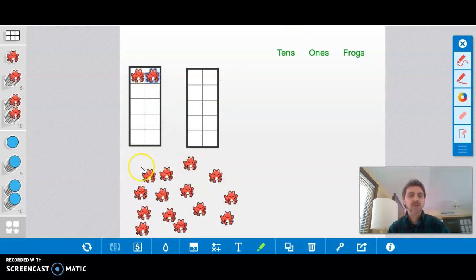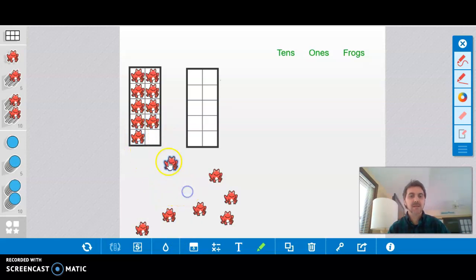So we fit 1, 2, 3, 4, 5, 6, 7, 8, 9, 10. That makes sense, right? 10 frogs because that's a 10 frame. So here we have 10 frogs in this 10 frame. Or you could say we have 1 ten. We have one group of 10.